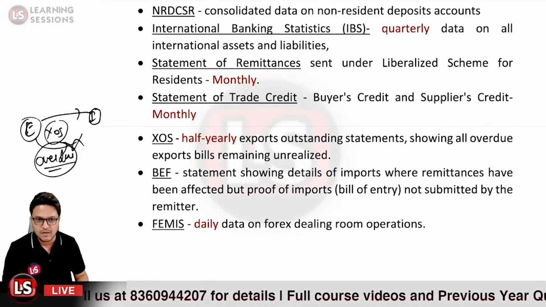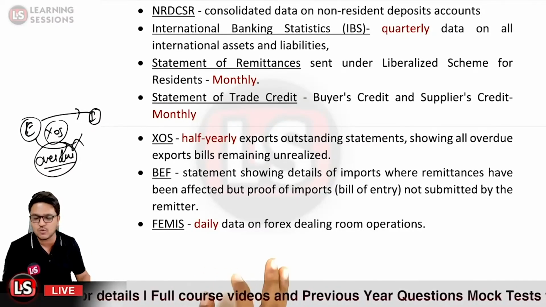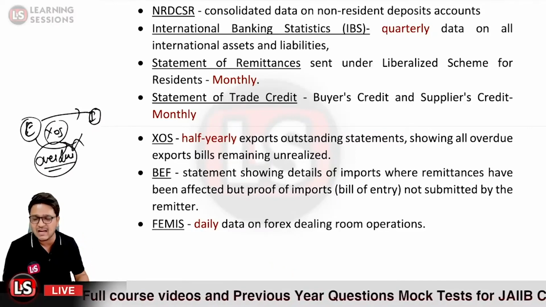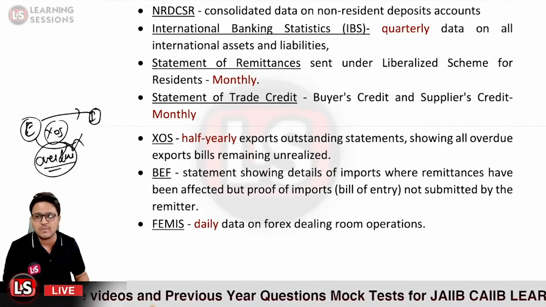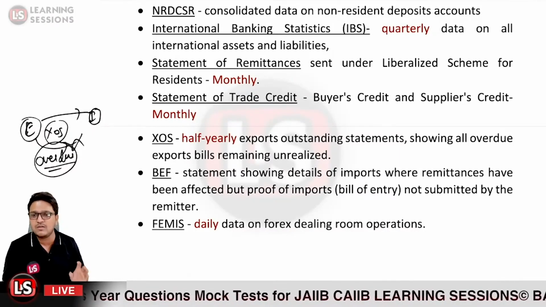Then it is FAMIS. FAMIS is daily data on the foreign exchange dealing room operations. Whatever deals have been executed by the dealing room, that data is to be submitted to the Reserve Bank of India on a daily basis.